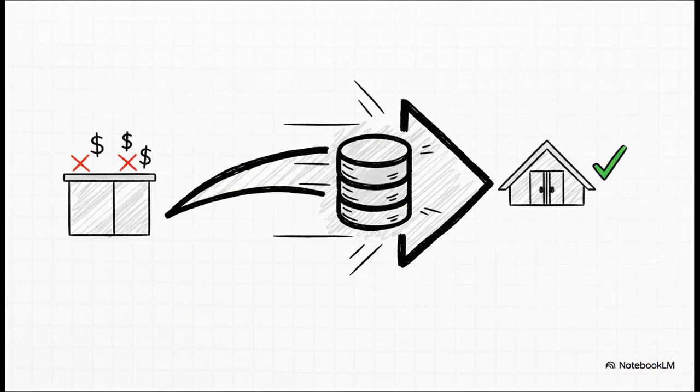Exactly. You get it off the expensive kitchen counter and put it in the cheap attic. You move that data from the hot tier down to the cool or even the archive tier. This is one of the most direct and effective ways to save a ton of money on Azure.